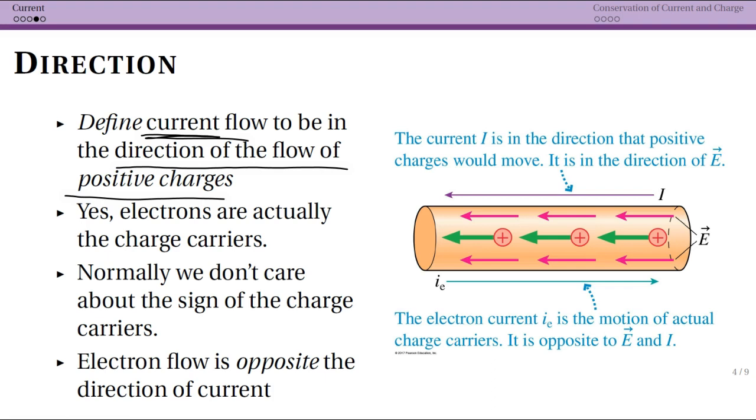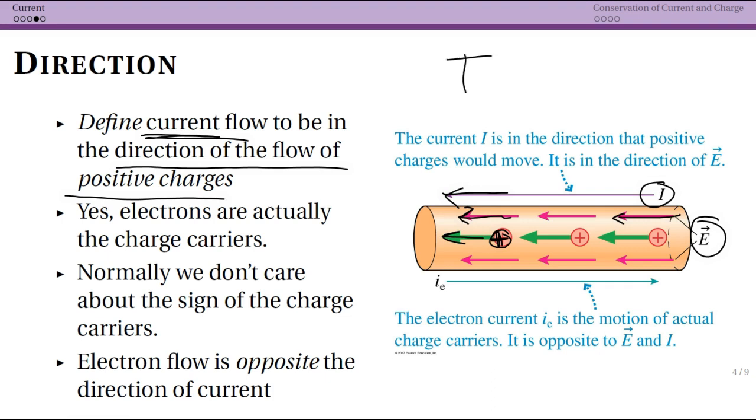Now, yes, electrons are actually the charge carriers, right? If we look at this picture, you should get a little upset because we're showing our positive charges moving. And that's not what happens, electrons move. However, this is the model for conventional current, which would also be going to the left.